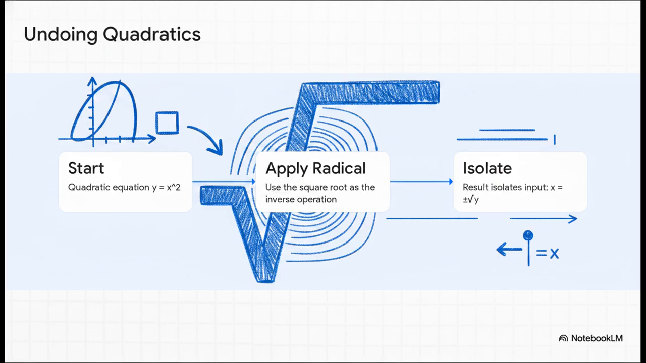If you have a quadratic equation, like y equals x squared, the absolutely only way to get x by itself is to apply the square root, the radical, to both sides. This radical equation perfectly undoes the quadratic. It seamlessly connects the algebra we're doing to the geometry of the graph, literally collapsing that squared area right back down into a single, one-dimensional side length.